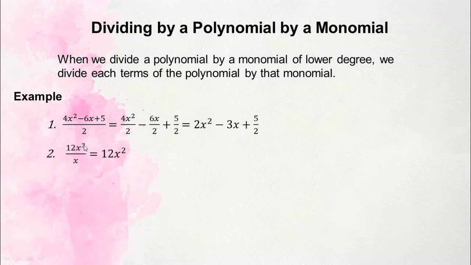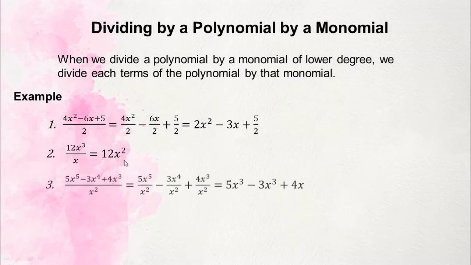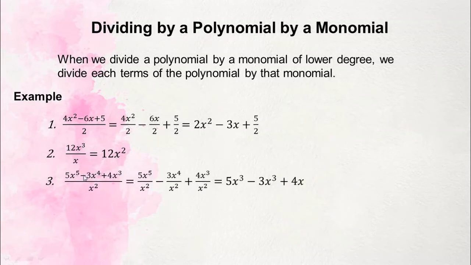And then 12x to the power 3 over x is equal to 12x squared. And then the last is 5x to the power 5 minus 3x to the power 4 plus 4x to the power 3 over x squared. You need to remember to divide each term, so each term is divided, and then they will have the result 5x to the power 3 minus 3x to the power 3 plus 4x. So now let's jump to number 2.